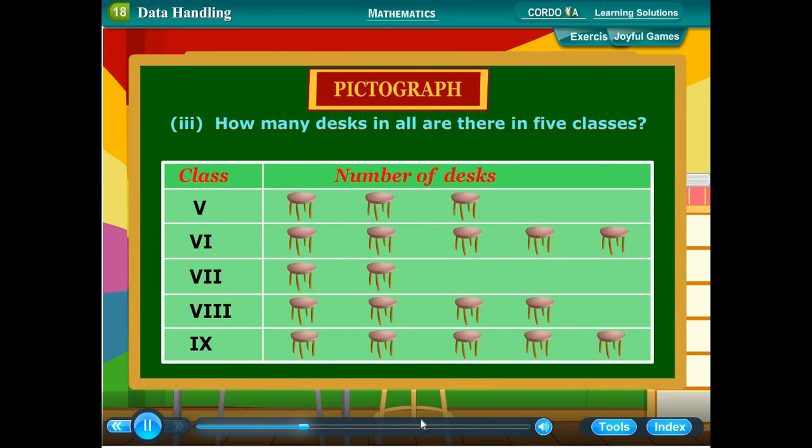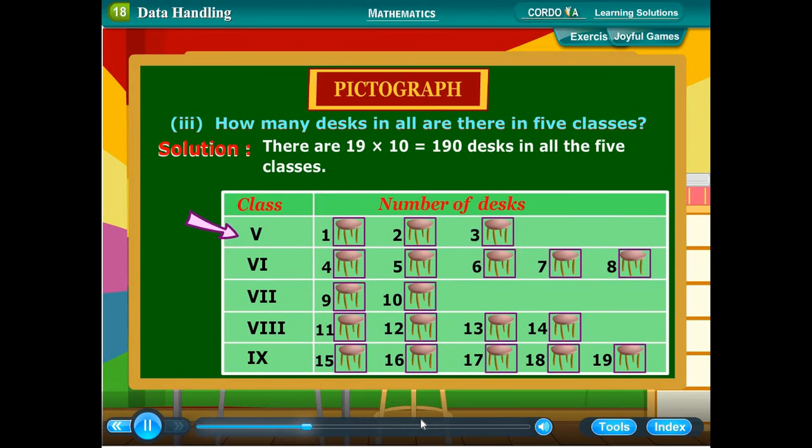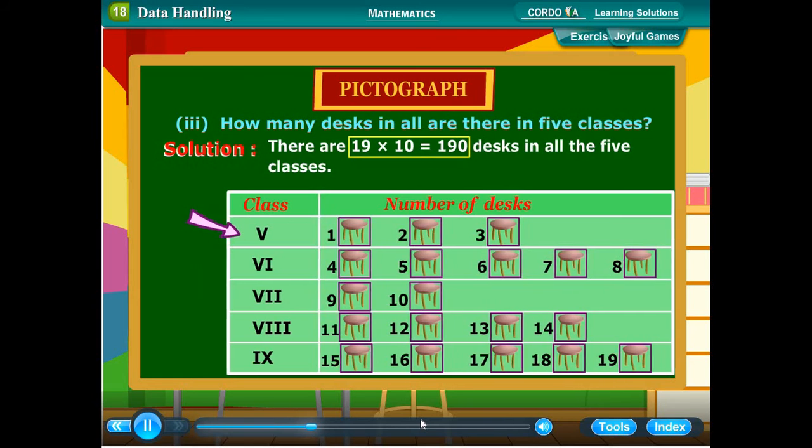How many desks in all are there in 5 classes? There are 19 into 10, which is equal to 190 desks in all the 5 classes.